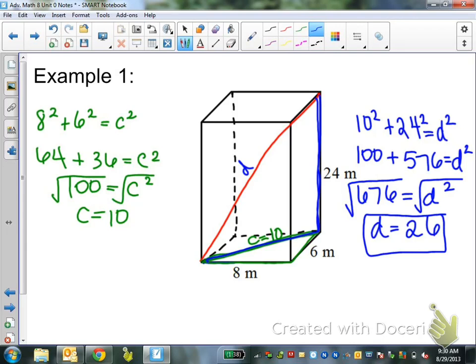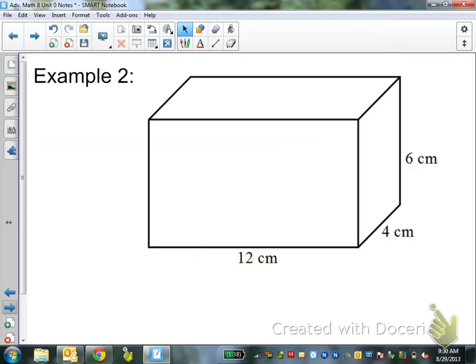How many of you got that? Good. So when you're looking for the diagonal of a three-dimensional object, we have to take Pythagorean theorem twice. Let's do it one more time with an example that won't always work out so nice. So example 2, you're given a little bit bigger box, and our lengths are 12, 4, and 6.